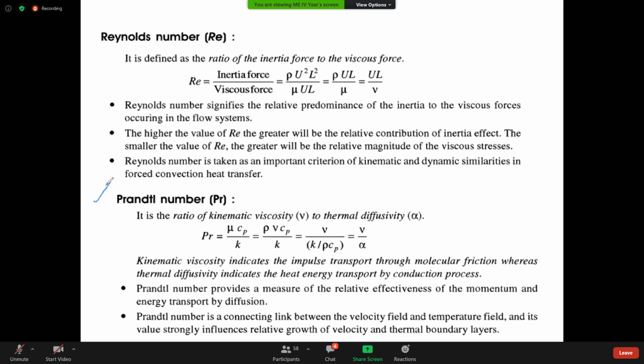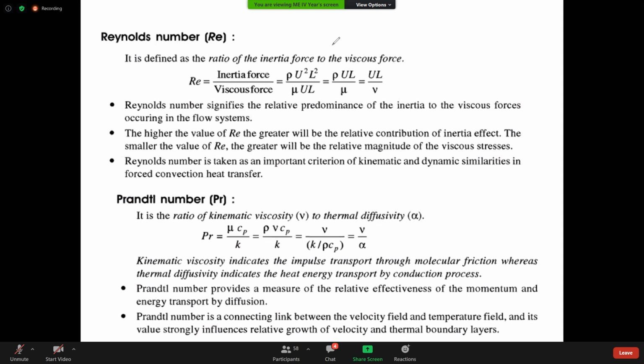Other numbers like the Froude number and Weber number, you have studied in fluid mechanics. That's the reason I could not incorporate them here, so those are not required. Reynolds number is important. Prandtl number is important, because the Reynolds number and Prandtl number are both independent variables on which the Nusselt number is a function.